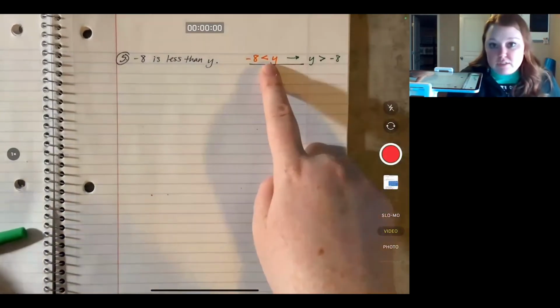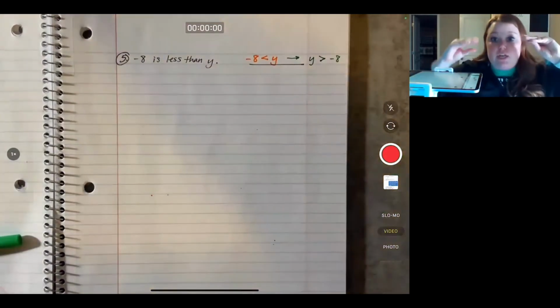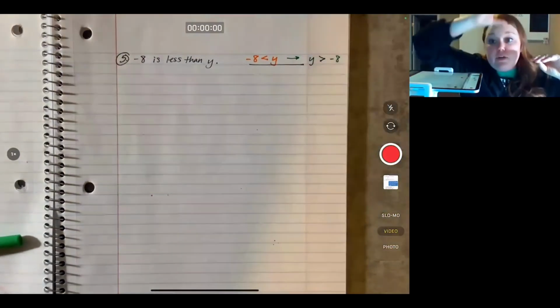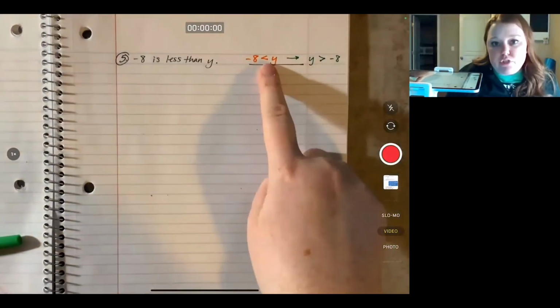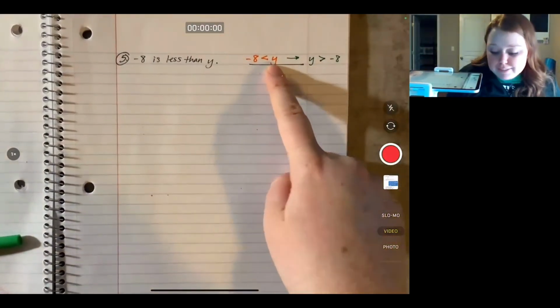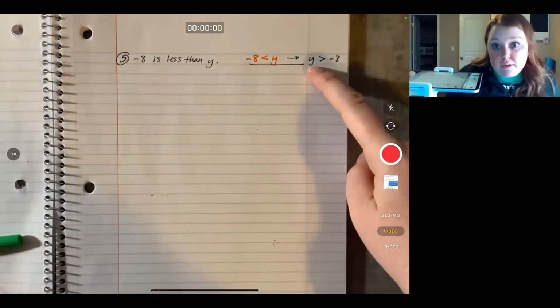Because if you think back to kindergarten or whatever, when your teacher said the alligator eats the bigger number, look, the alligator's chomping towards the y here. It's got to still be chomping towards the y.